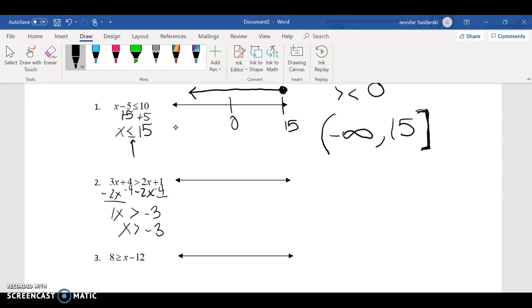Again, I need you to go in and indicate where your 0 is going to be, where your negative 3 is going to be. Is my circle for shading going to be open or closed? This does not have that line underneath the greater than symbol, so it's just greater than. It's going to be open. And it's greater than, so it's going to the right.